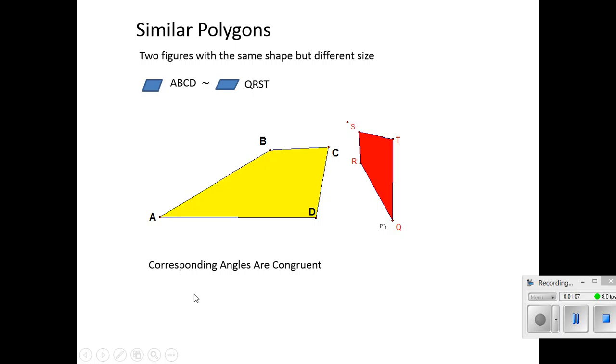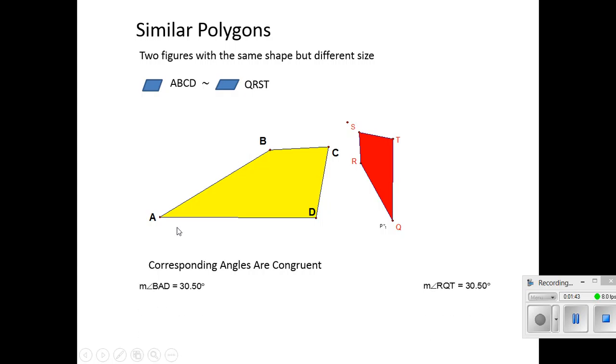The corresponding angles have got to be congruent. That is what determines the shape of the figure. So if all the angles of this polygon ABCD are congruent to the corresponding angles of this polygon QRST, that's one condition which is yet to be satisfied for similarity. And what angles match up? Well, the name says it. A matches up with Q, B matches up with R, C with S, and D with T.